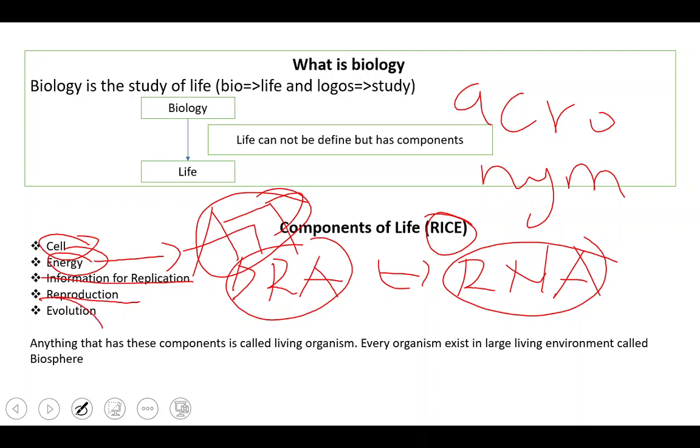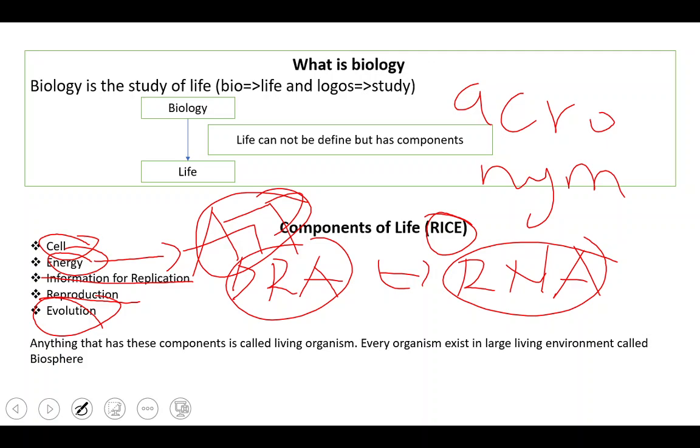The last one is evolution. This evolution is a gradual change that occurs over a long period of time. It enables us to know that human beings evolved from apes. Ape is like monkey. If ape evolved to human being, what will human being evolve to in the future? We don't know. And evolution is one of the major parts of the living components that make biology a complex area of study.